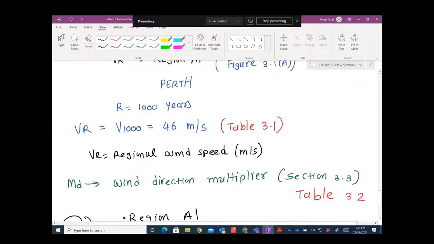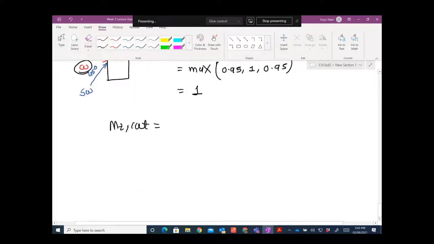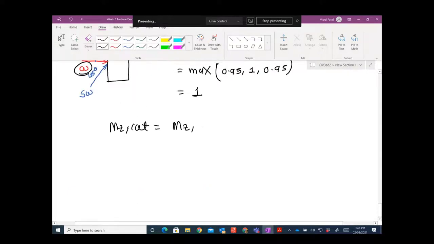So let's say, because it says that there is no front building, let's say terrain category 2. Let me write terrain category 2. Where did I get it? From clause 4.2.1. Okay, now if you turn the page over, you need to calculate the value of Z.